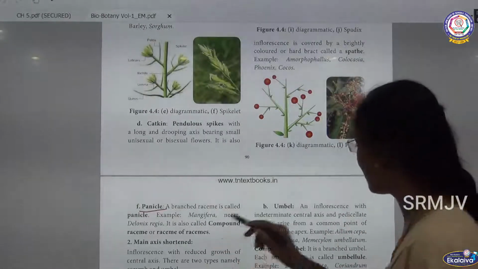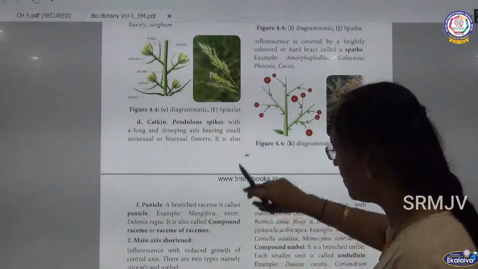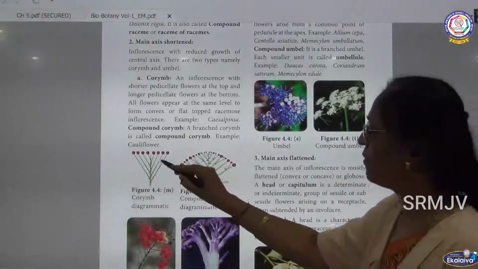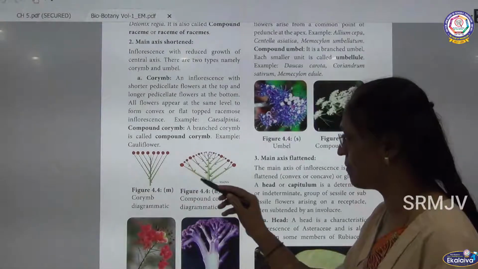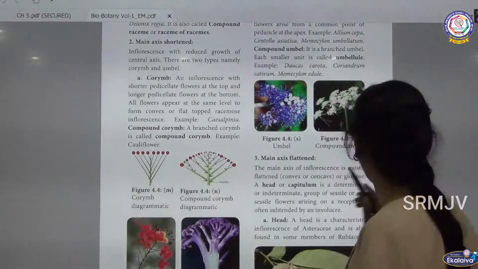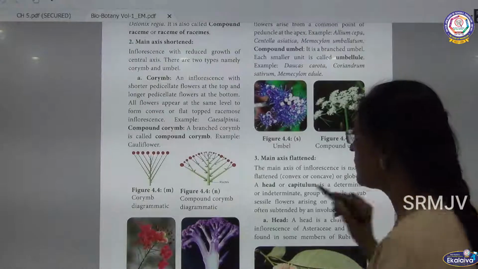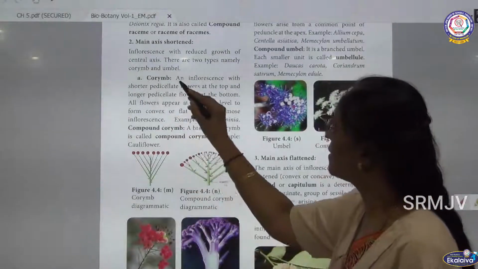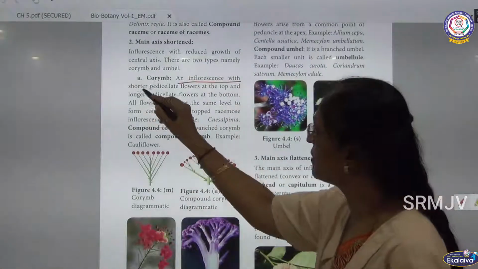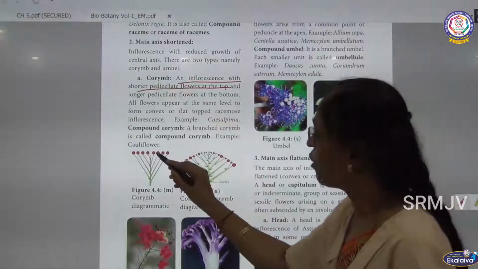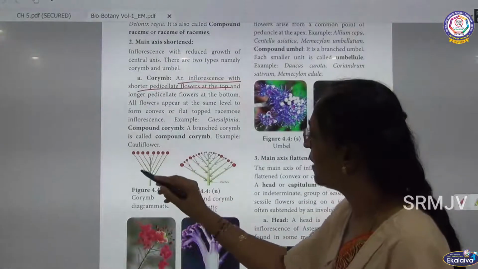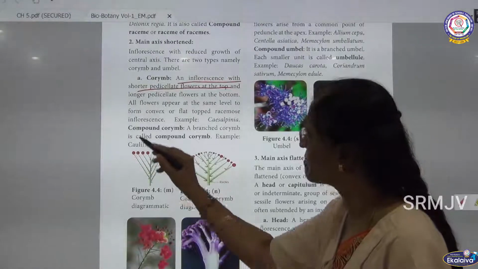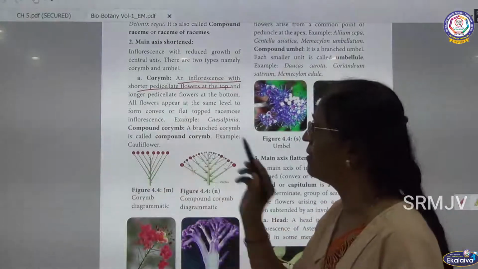Now if the main axis is shortened, you will find this axis has been shortened, and here we are going to see some examples. This is what we call a corymb. You will find this, it's an inflorescence with shorter pedicellate flowers at the top. You will find these are the shorter pedicels at the top which are there, and you will find these are the longest pedicels which are there at the bottom.